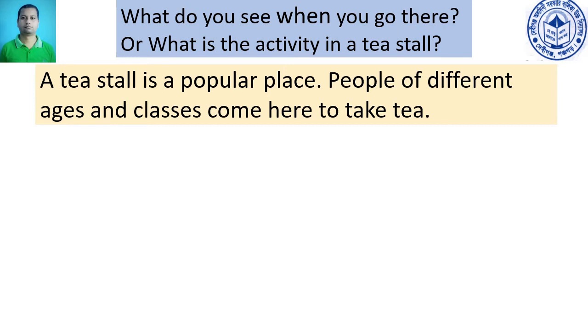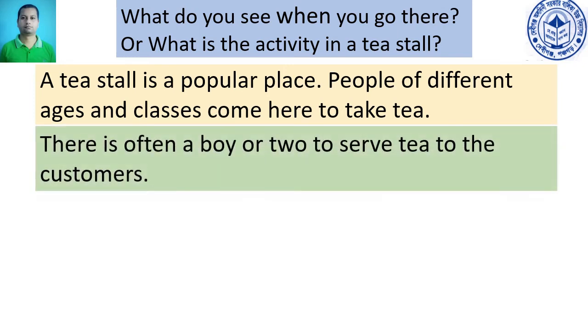But who supplies the tea to the persons? You might have seen that there are one or two boys. So you write this line: there is often a boy or two to serve tea to the customers. If the tea stall is a small one, the owner is the only person to serve tea and do other things; he does all the work himself. But if it is a big or medium one, they keep one or two boys to serve tea to the customers.